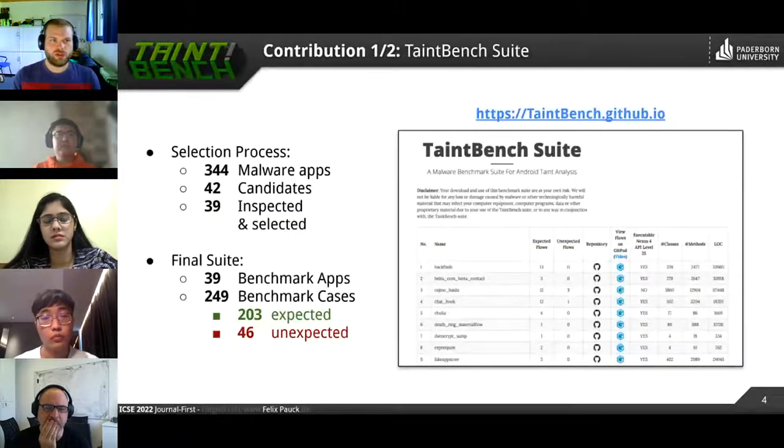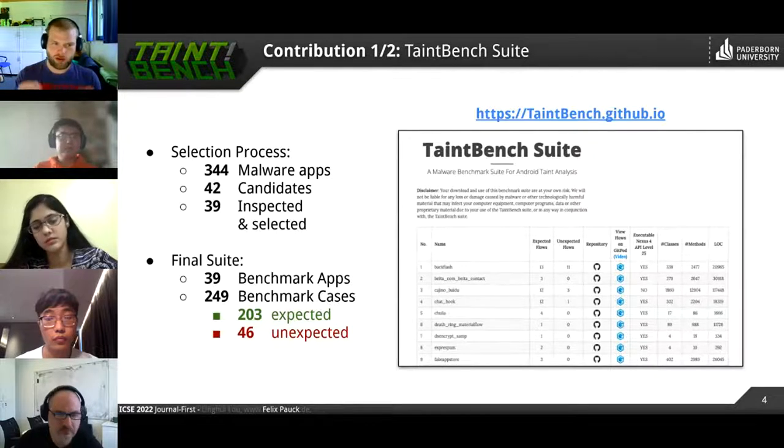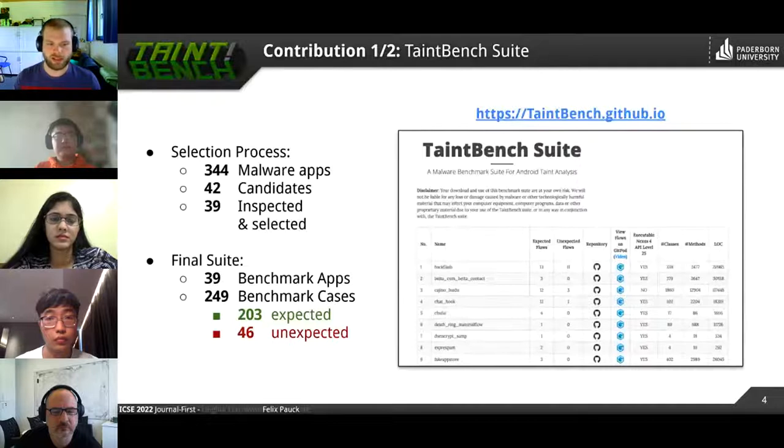As a first contribution of our TaintBench study, we came up with our own benchmark suite known as TaintBench Suite. So we started with a repository of more than 300 malware apps and inspected them during a long-lasting process and finally ended up with 39 benchmark apps. For these, we documented almost 250 benchmark cases, of which roughly 200 are expected, and the remaining are unexpected cases. The whole suite with a lot more information is available on our GitHub page, and you can also inspect the cases online, have a look at what taint flows are documented, etc.